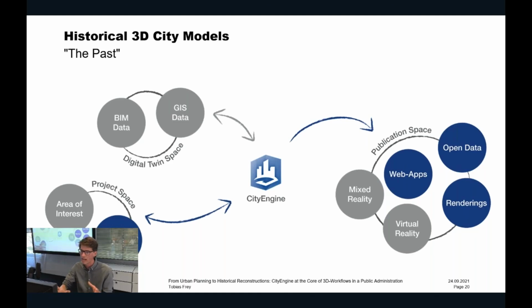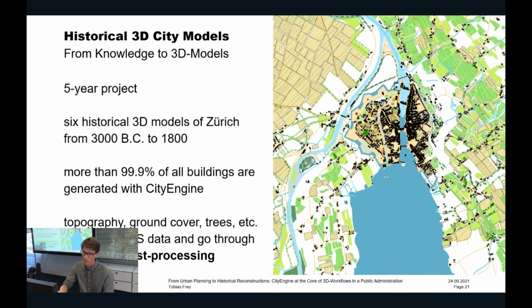years ago, and of course the stuff we have currently in the digital twin is mostly from the last few years. But that data goes through CityEngine, or parts of it, and then into the publication space, which in that case will be a web app. It will be open data available, and there will be a few renderings of it. So how it works in that project, it's a 5-year project we're working on.